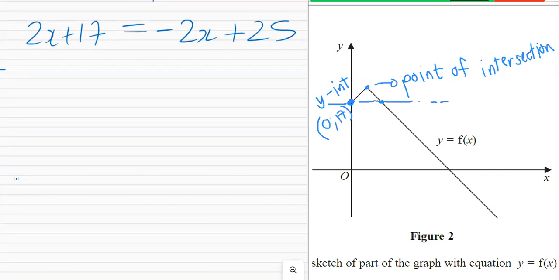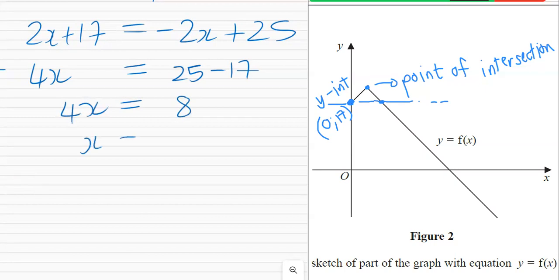Okay, bring the x's to the left. It's going to be 4x. 25 minus 17 is going to be, let's write it in. 25 minus 17, so we minus the 10, we get 15, and we minus the 7, we get minus 5. That's 10, and then minus another 2, that should be 8. So 4x equals 8, and x equals 8 divided by 4, which is 2.